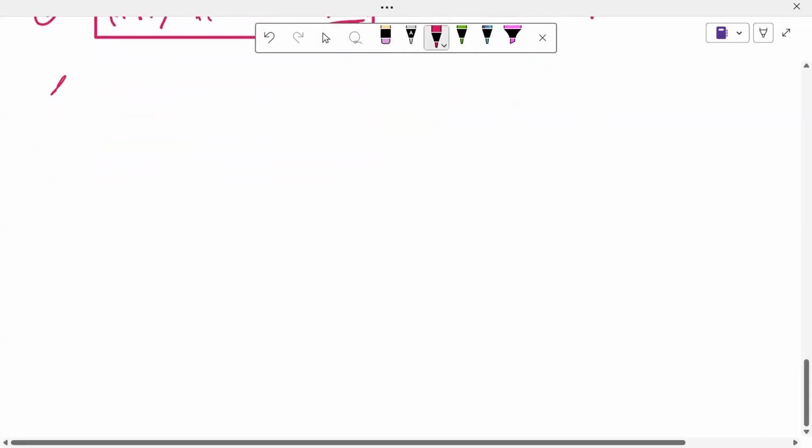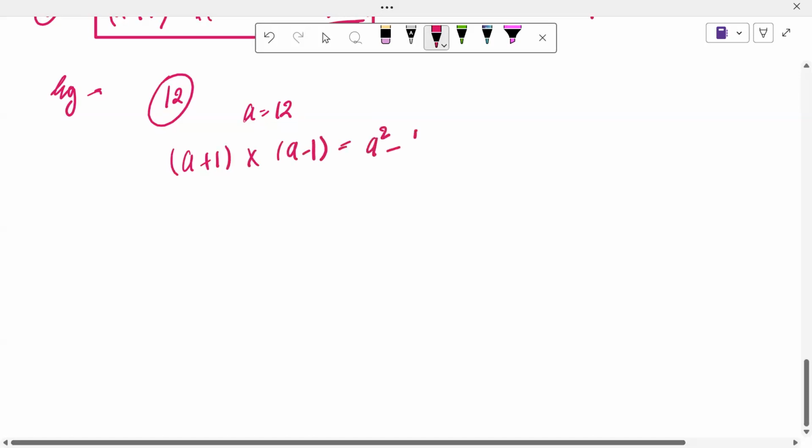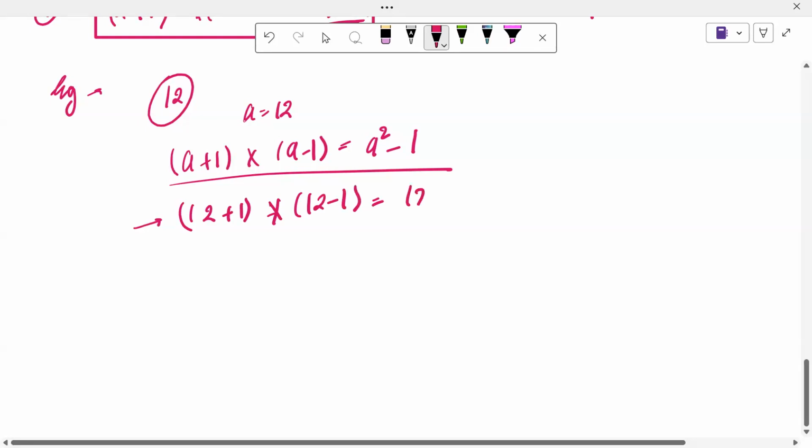Consider any number, for example, I take 12. That means a is equal to 12. Now I'll do a plus 1, then multiply with a minus 1. The answer should be equal to a square minus 1. Let's solve it. What's 12 plus 1? 13. And what is 12 minus 1? 11.